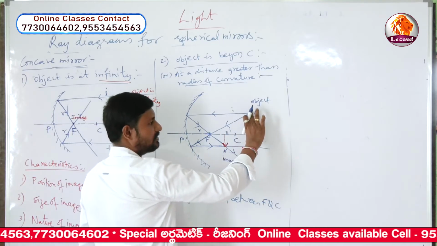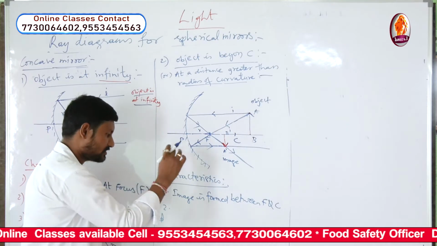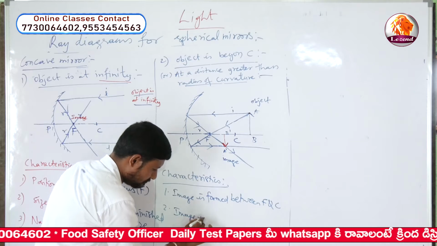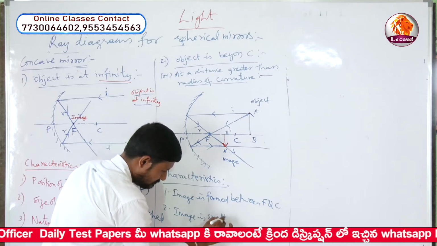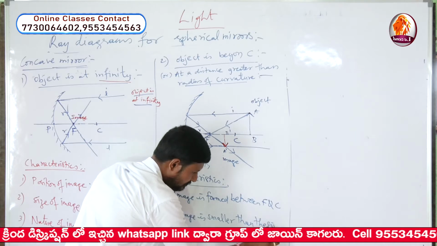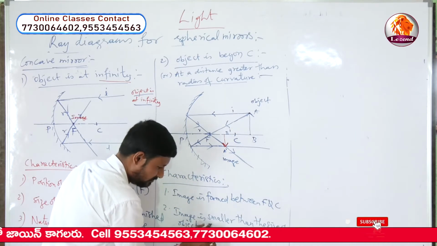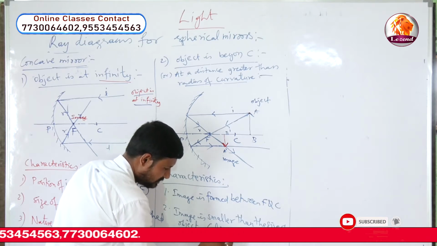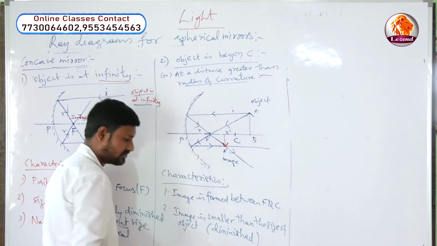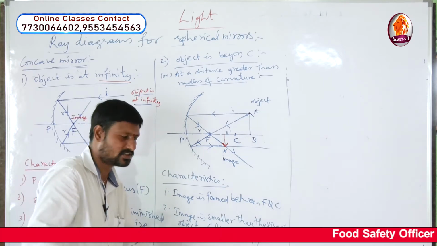Number 2, size. If you compare the size of the object and the size of the image, it is smaller than the size of the object. So we can say the image is smaller than the size of the object, or simply we can use the word the image is diminished. Instead of using this total statement, we can write simply the image is said to be diminished, meaning smaller than the size of the object.